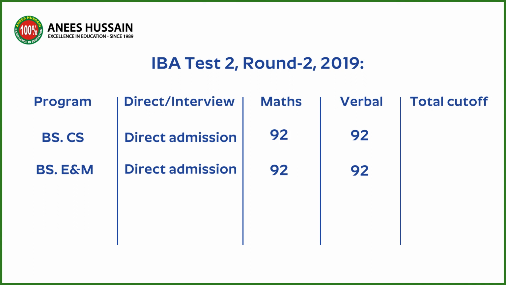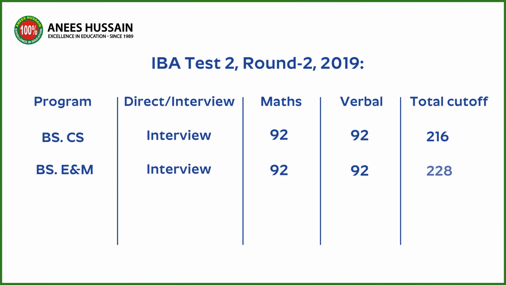However, the total cutoff for BS Computer Science was 228, but the total cutoff for BS Economics and Math was 248, which means we had slightly higher cutoffs in this particular test, which probably could lead us to the conclusion that this test was slightly easier than the previous test. The cutoff for the interview was 216 for the computer science program and 228 for the economics and math program.